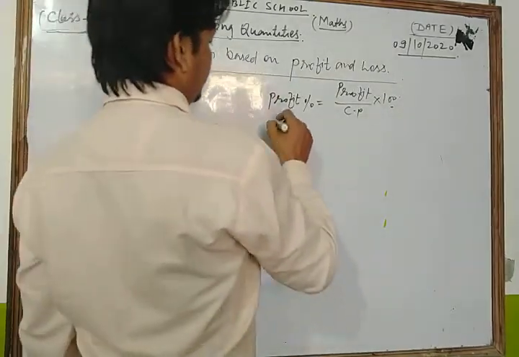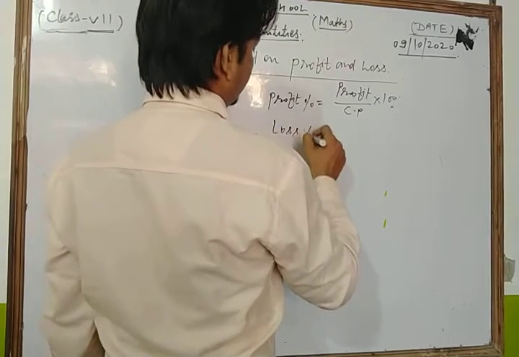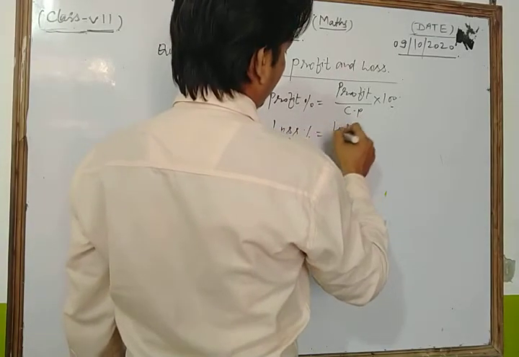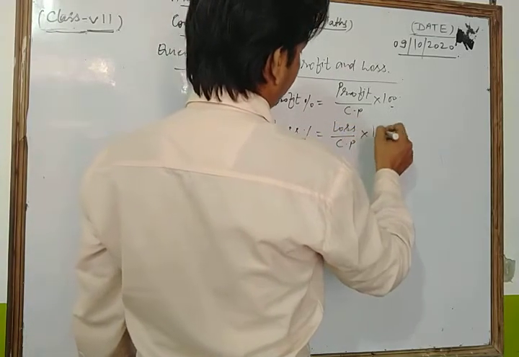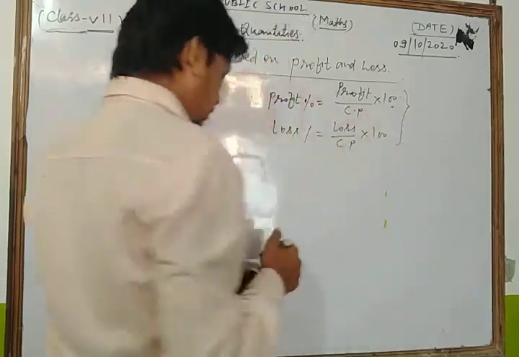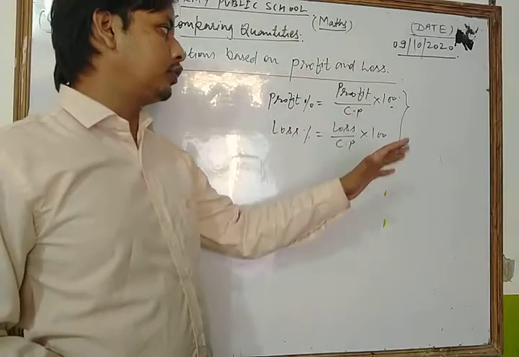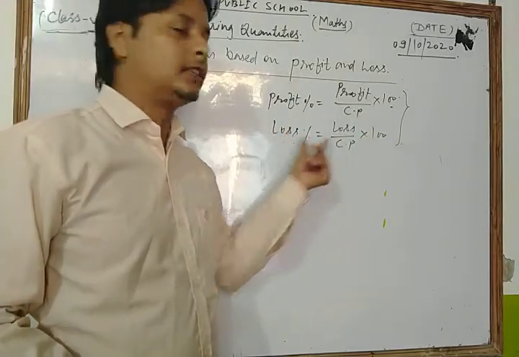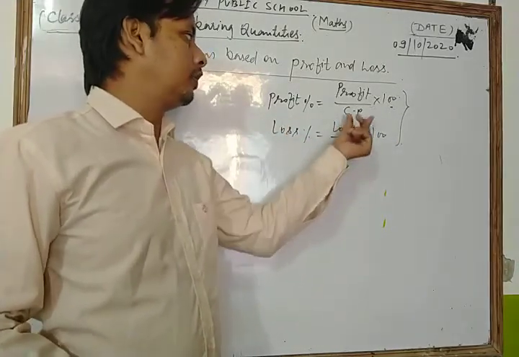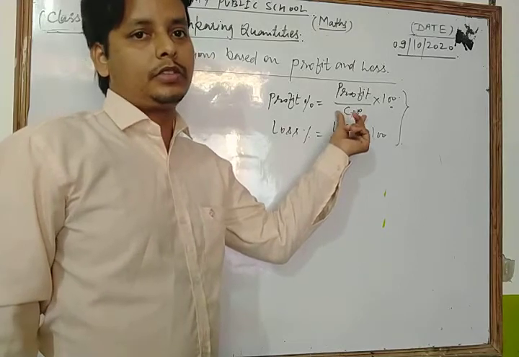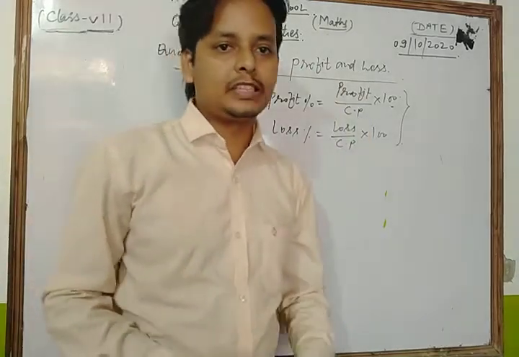And the next formula is the loss percent. The formula for the loss percent is: loss upon cost price into 100. These are two very important formulas related to profit and loss. One important thing is that profit percent and loss percent are both obtained on the cost price, which is very important for you and your examination purpose.